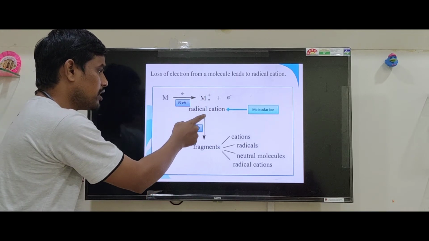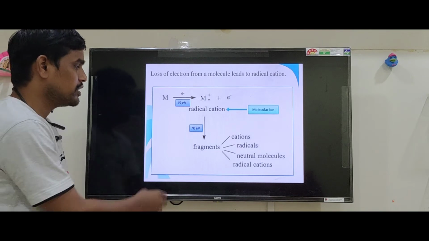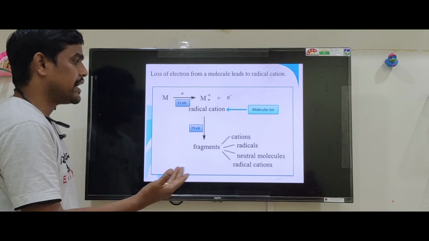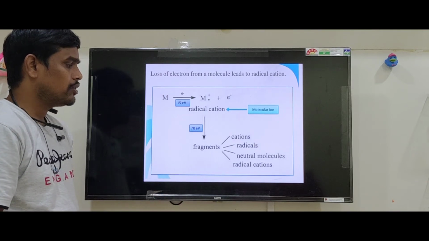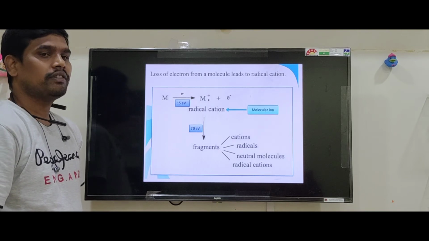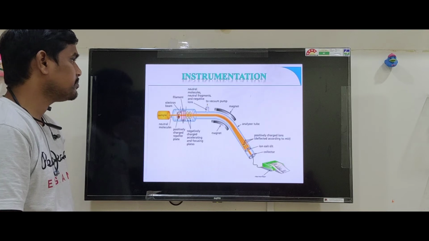To this molecular ion, we can apply 70 electron volts. By absorbing this energy, it will split into a variety of fragments like cations, radicals, neutral molecules, and radical cations. Such fragments will give the structural information of the molecule.